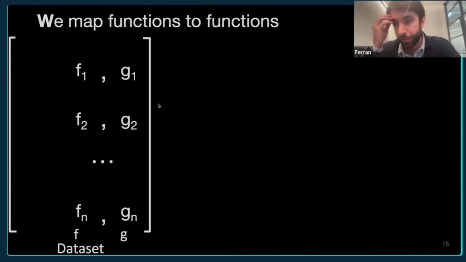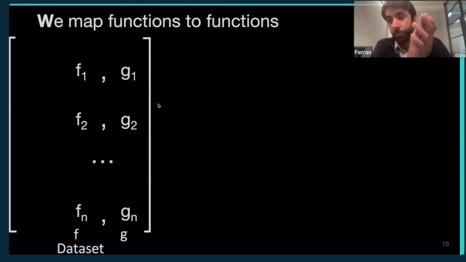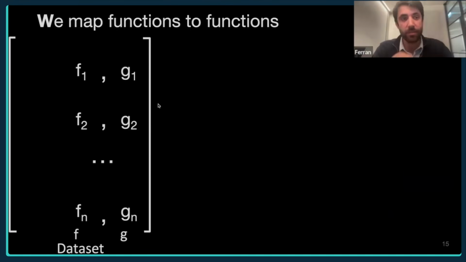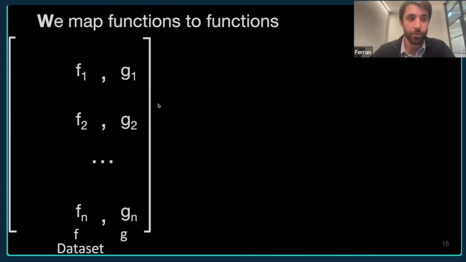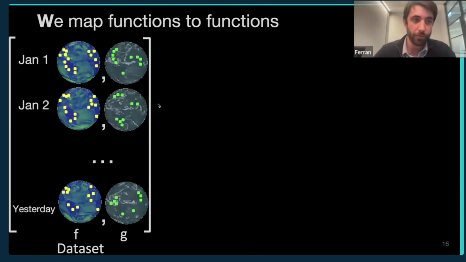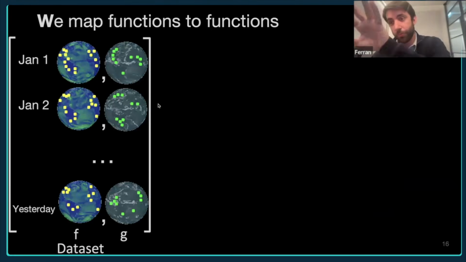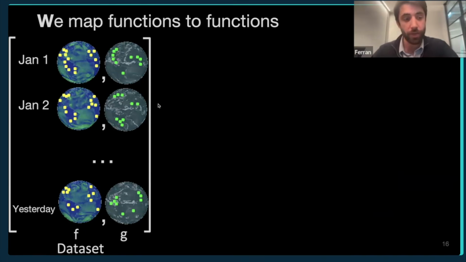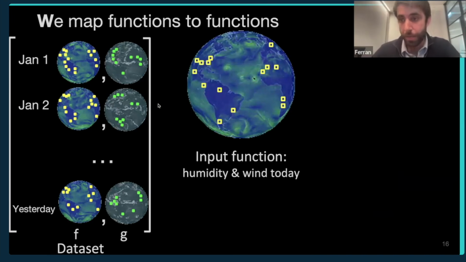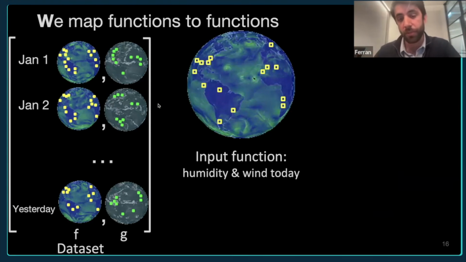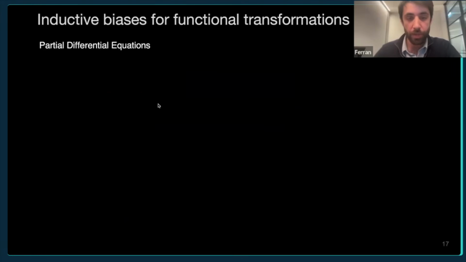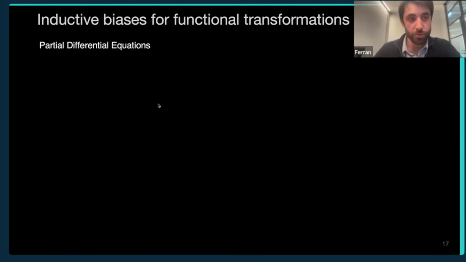It's important to note that usually in machine learning, we learn a single function, right? We map from, for instance, images to objects in those images. In this case, though, we have a function of functions. So we're going to create a data set of functions. For instance, the weather of January 1st, and then the weather of January 2nd. Then from January 2nd, we have to predict January 3rd, and so on and so forth. And then at test time, we're going to receive an input function like humidity and wind today, and we're going to receive one or more queries, and we have to predict the weather at those locations.